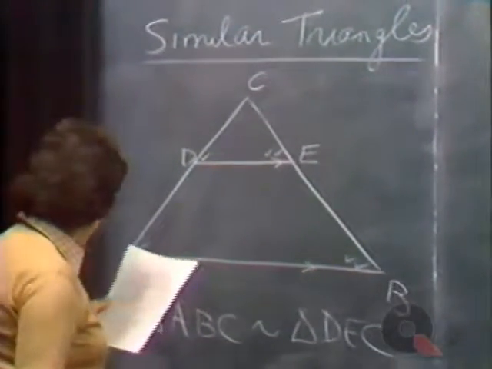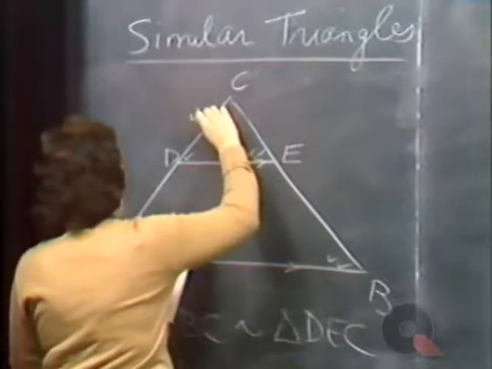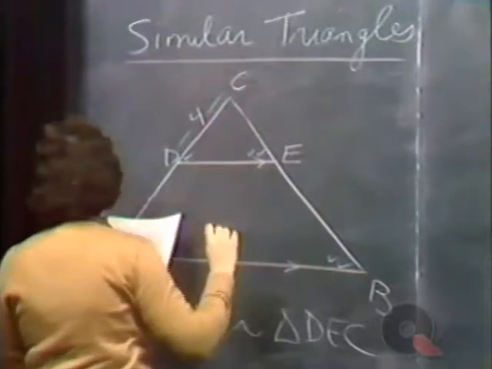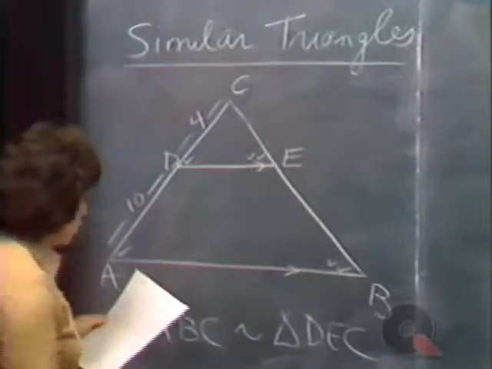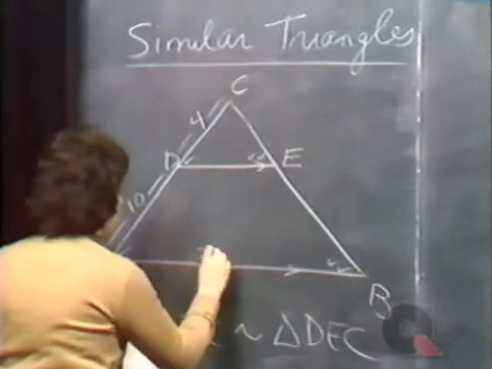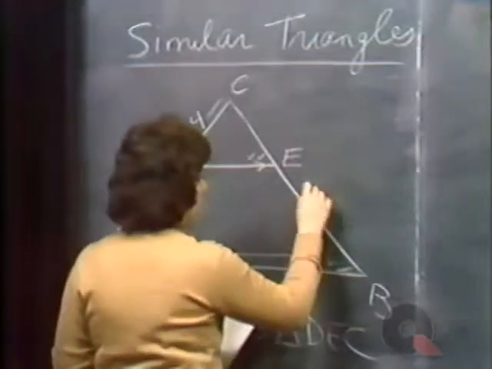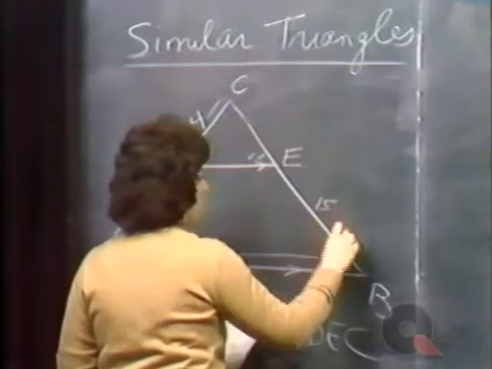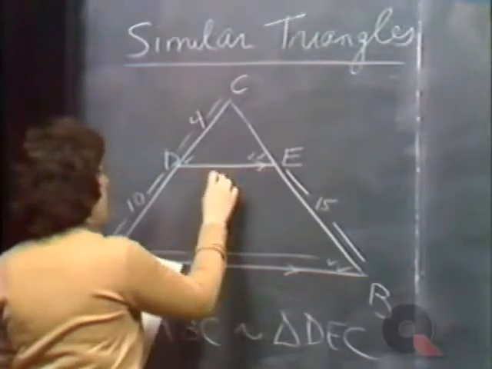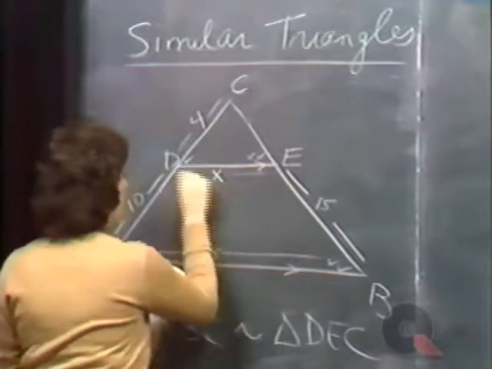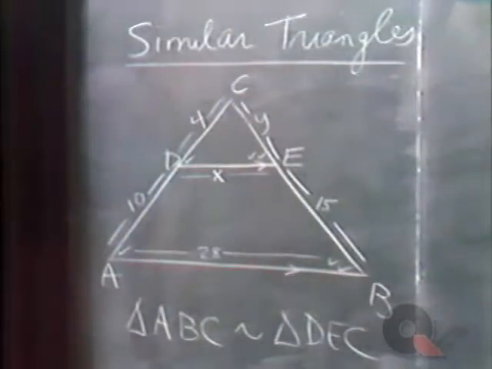Let me label some sides for you. DC has length 4, that's from here to here. And AD has length 10. The base of the large triangle here is 28. This length is 15. And I would like you to find, in the smaller triangle, the length of the base, which is x here, and the length of this side, which we will denote by y. We want to find x and y.